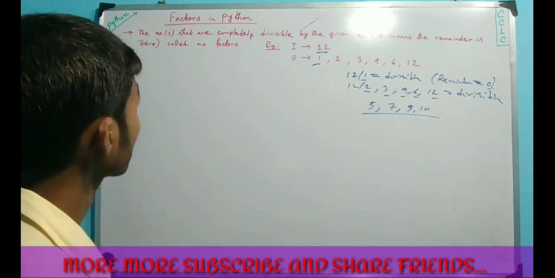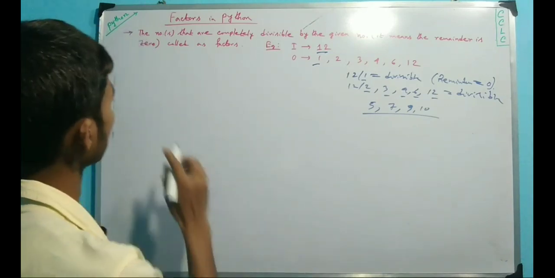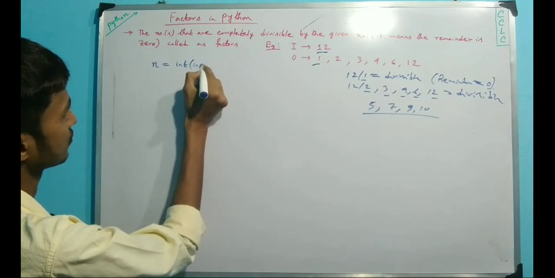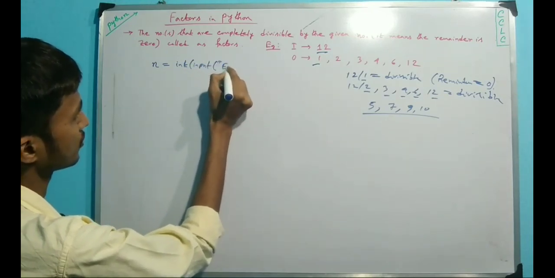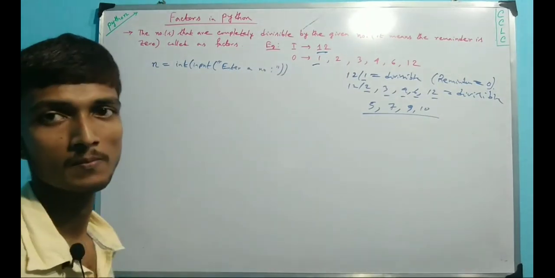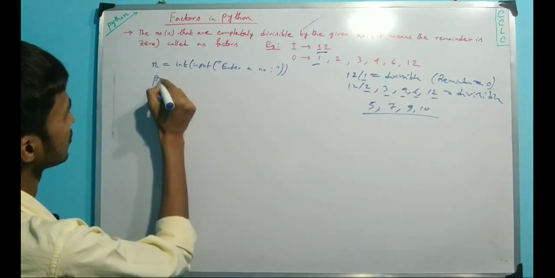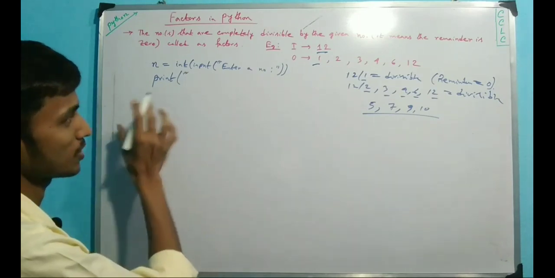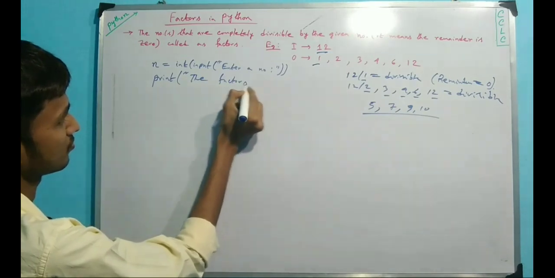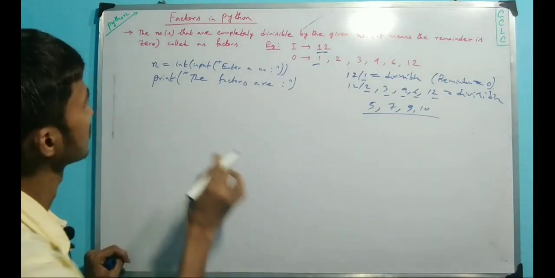So first, for factors, accept a number from the user. So n equals int input, enter a number. Next, print one message, the factors are, just one message.